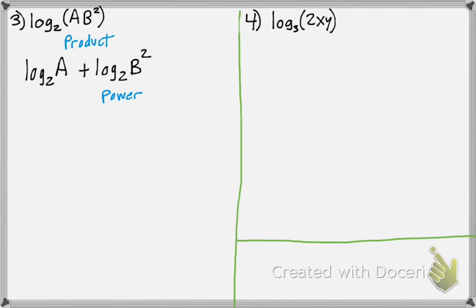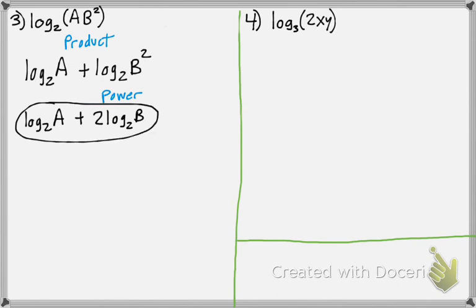So what I mean is the log base 2 of a, that's going to stay the same, but the 2 that's the exponent of the b is going to actually come down as a coefficient. So this will be log base 2 of b with a 2 out in front. So that's going to be our final answer. So this is equivalent to the original problem, just in its expanded form.